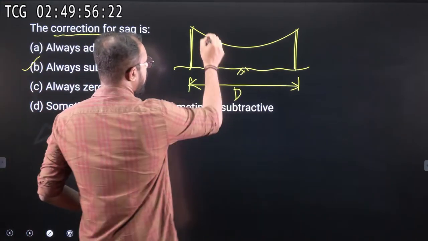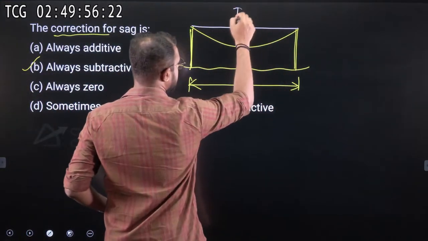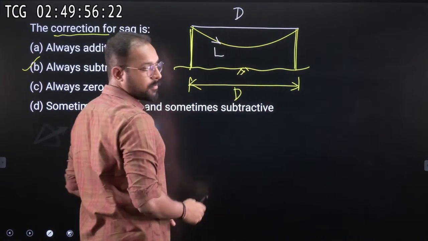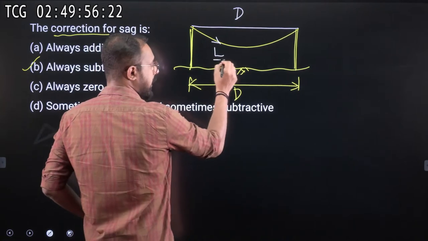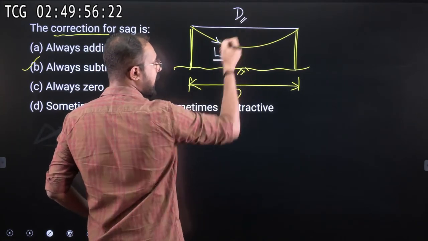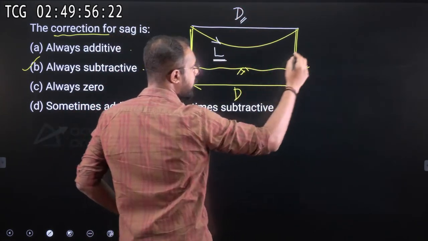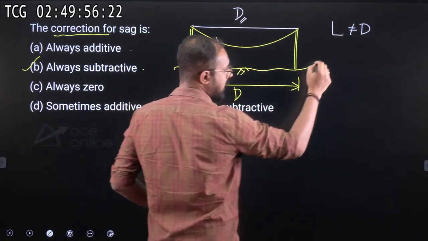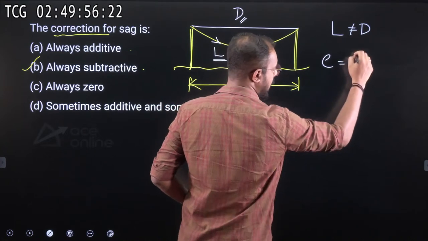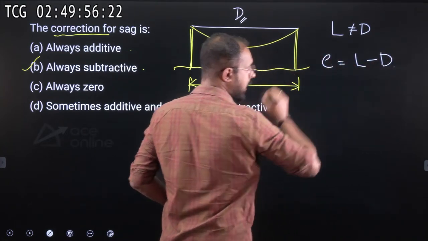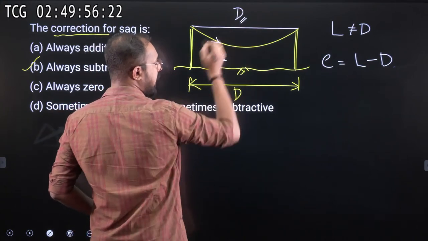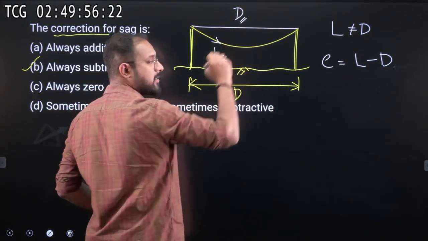We are trying to get this horizontal distance, but due to this catenary shape, the chain will take this shape here. So see, L is the measured value, D is the correct value. L is not equal to D, so there is an error. Error is the measured value L minus the correct value D. Now see, who is greater, L or D? Clearly L is greater.